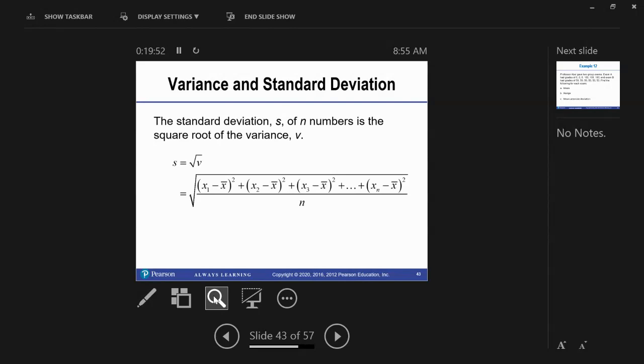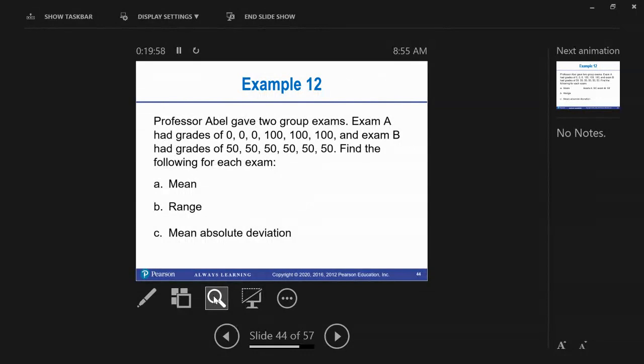Okay, let's look at an example. Professor Abel gave 2 group exams. Exam A had grades of 3 zeros and 3 100s. Exam B had grades of all 50s. We want to find the following for each exam: the mean, the range, and the mean absolute deviation, and then we're going to go on to find the variance and standard deviation. Okay, so how would we find the mean?